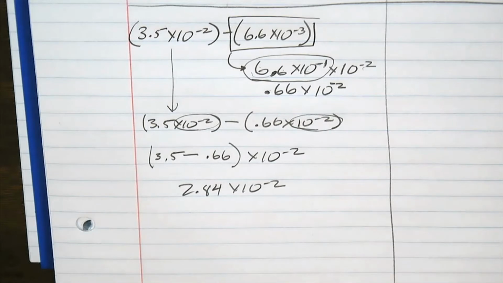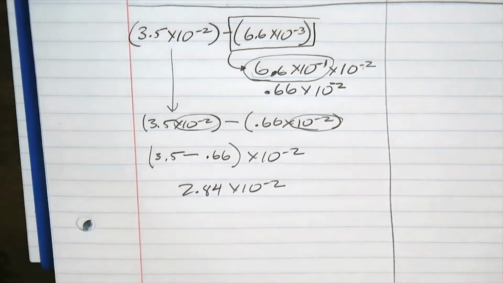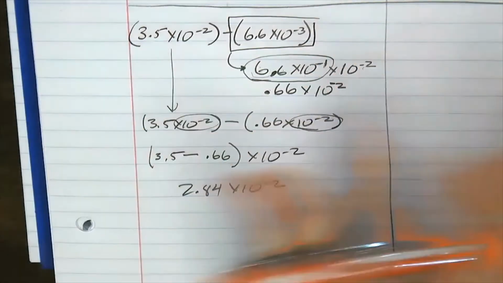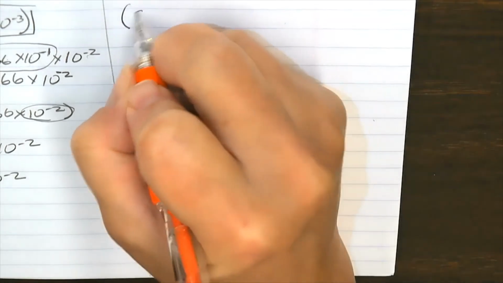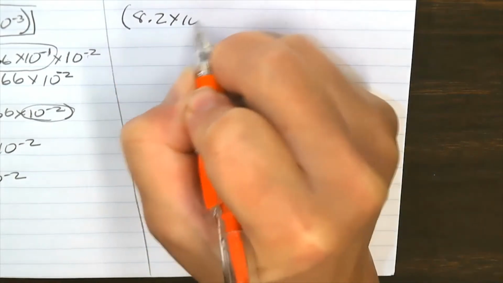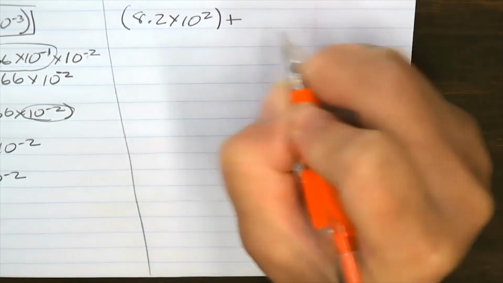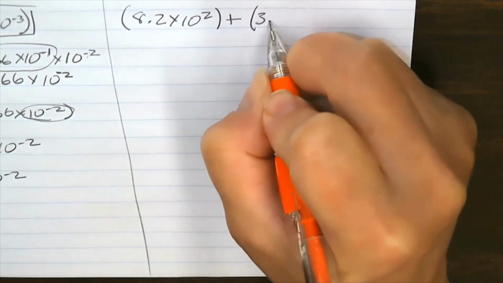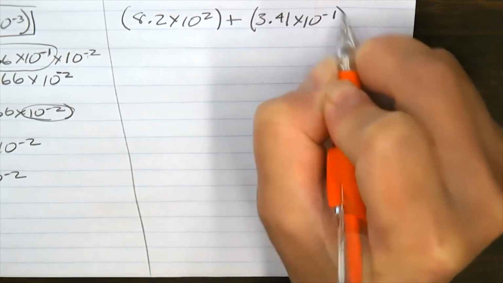But life doesn't stay that simple, because sometimes we end up with something like this. Okay, we have 8.2 times 10 squared plus 3.41 times 10 to the negative 1.